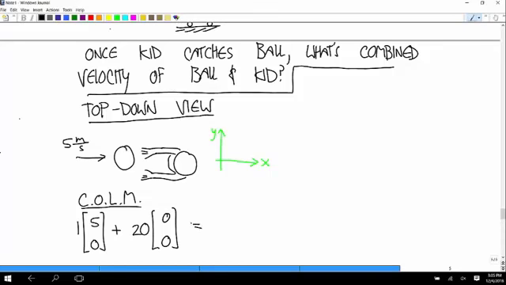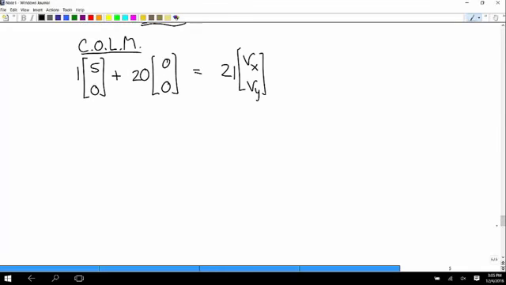And then after the collision, he catches the ball, and now we can think of that as just a single object with a mass of 21 kilograms. So now we can write this as 21 kilograms with whatever the combined velocity is. I'll just call that Vx, Vy. We can calculate both of those components. The x equation says 1 times 5 plus 20 times 0 is equal to 21 Vx. And can someone calculate Vx? 0.2 meters per second.